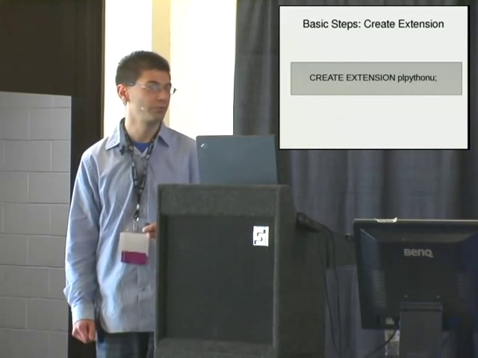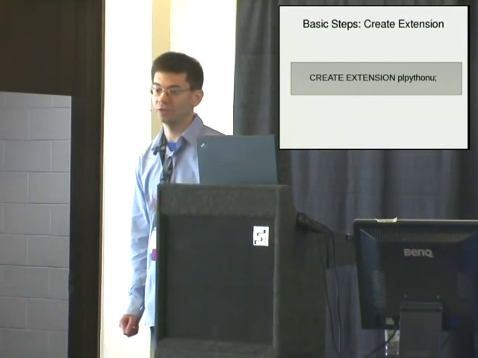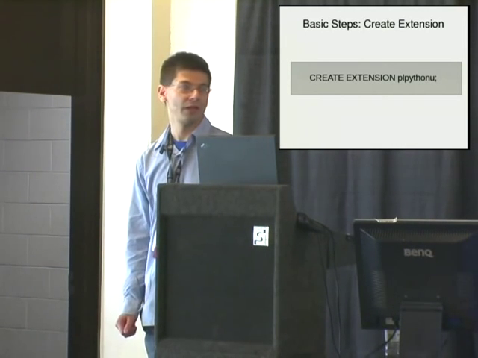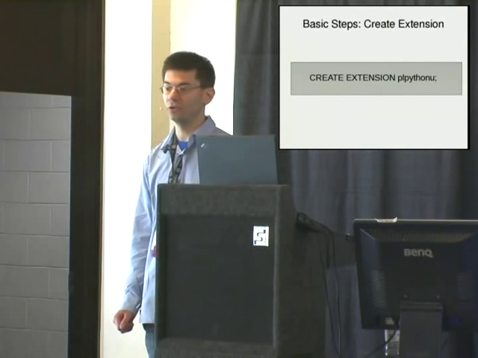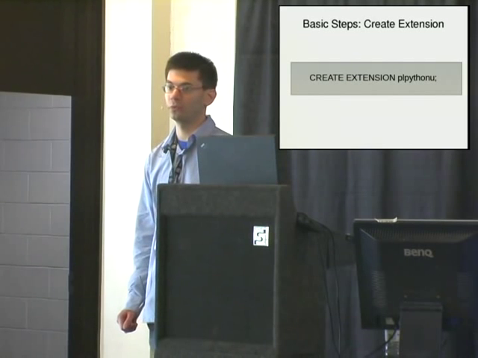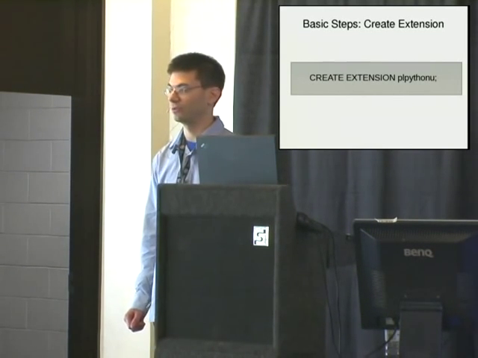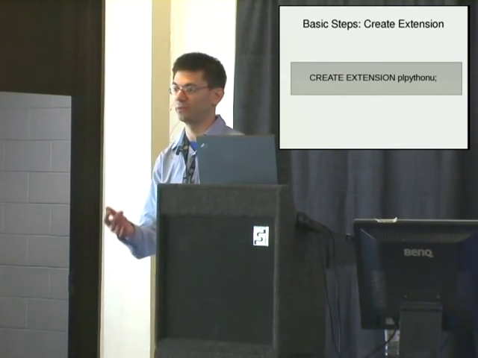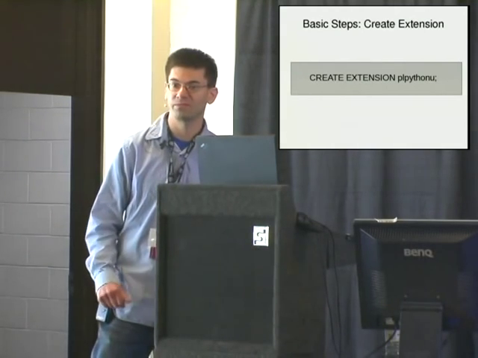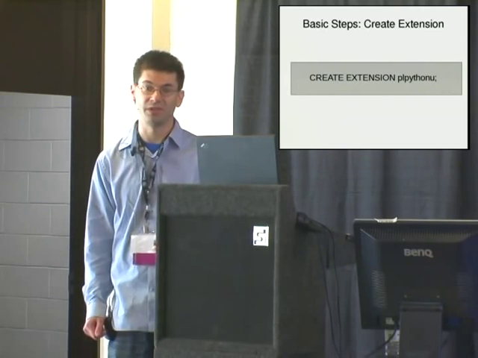You do this in Postgres 9.1 or 9.2 with the create extension command. This is a SQL command you'll execute as superuser, and you do create extension plpythonu, and that will enable PL Python in your database. If you're using an older version of Postgres, older than 9.1, the instructions are a bit different. There's a couple things I talk about here that are 9.1 or 9.2 specific, but most of the rest of the talk is doable in the older versions, but details might change.